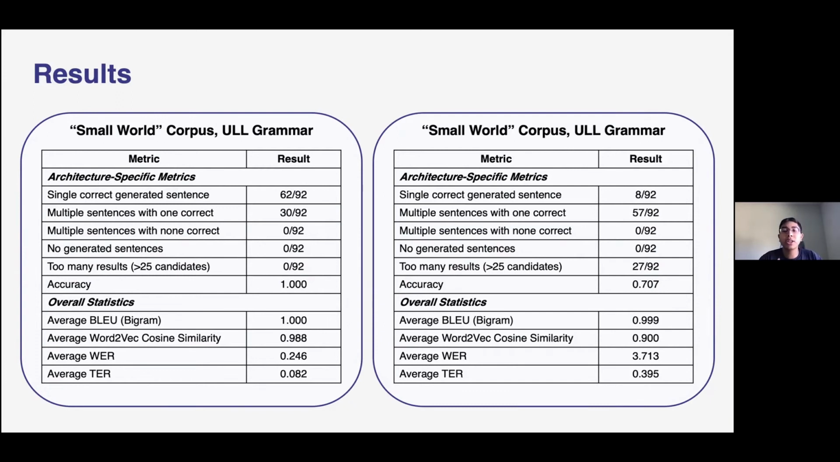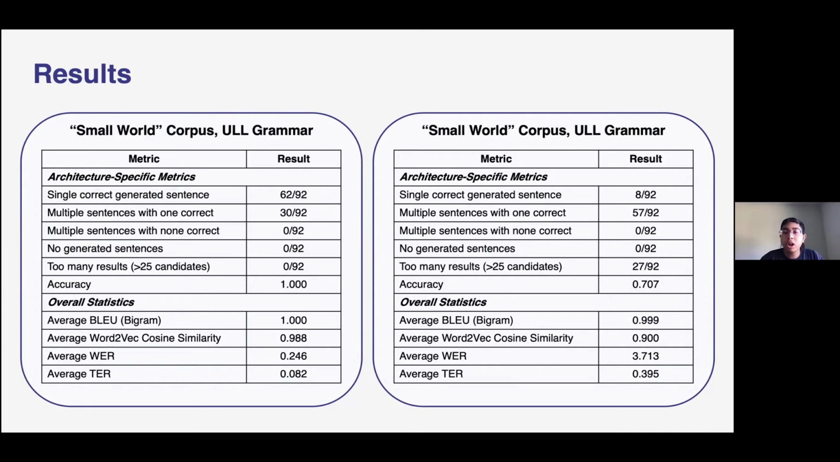Here are the meanings of our architecture-specific metrics. Single correct generated sentence is the number of times the algorithm generates a single candidate sentence that exactly matches the reference sentence. Multiple sentences with 1 correct is the number of times the algorithm generates multiple candidate sentences, one of which exactly matches the reference sentence. Multiple sentences with none correct is the number of times the algorithm generates multiple candidate sentences, none of which exactly match the reference. And no generated sentences is the number of times the algorithm fails to generate a candidate sentence. Too many results is when the algorithm generates over 25 candidate sentences. And finally, accuracy is the proportion of results within the categories single correct generated sentence and multiple sentences with 1 correct.